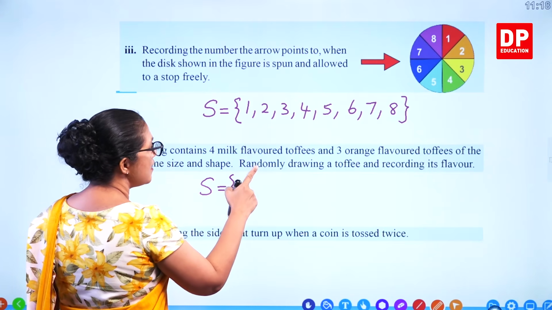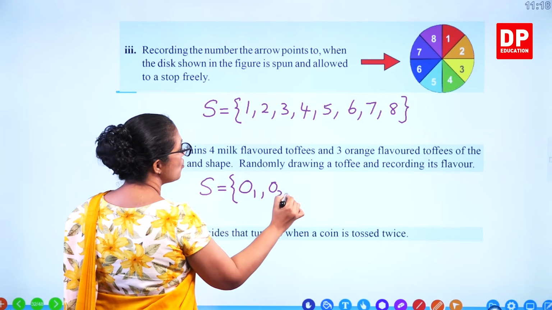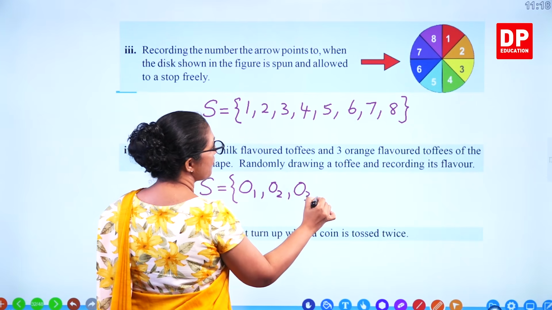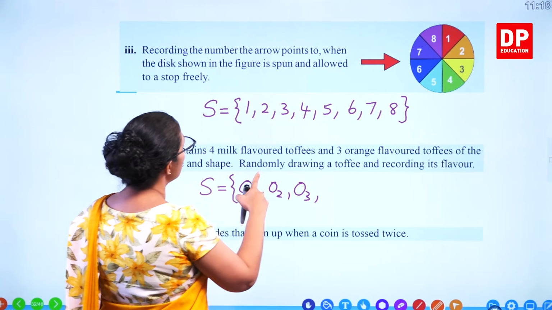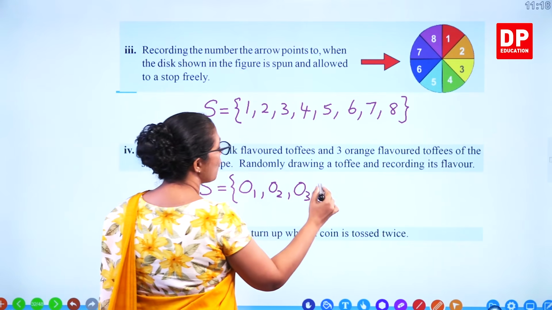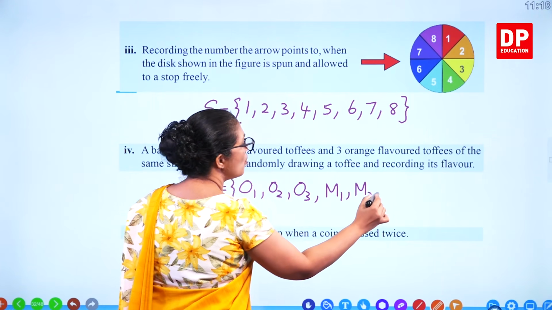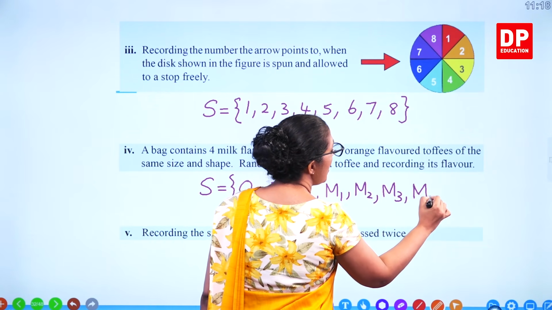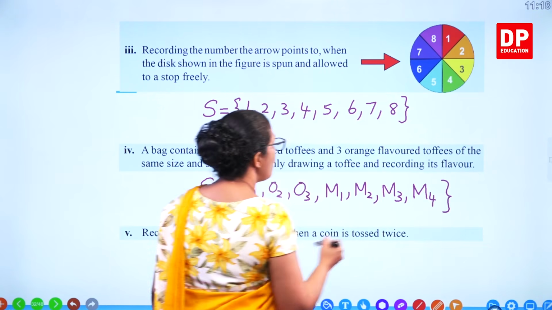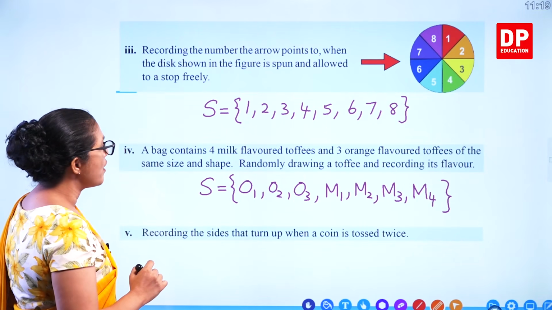You can say 3 oranges are there. So orange 1, orange 2, orange 3. Or you can get, what are they? 4 milk flavored toffees. M1, M2, M3 or M4. 4 milk flavored and 3 orange flavored.